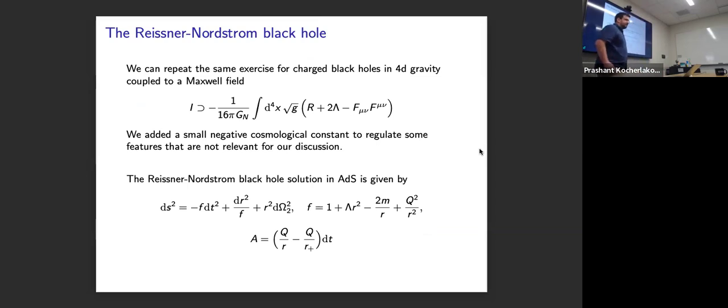Okay, so in the last minutes, let me describe Reissner-Nordström. We consider this action of Einstein coupled to the Maxwell field. We added a small negative cosmological constant. This is not too important, it's just to regulate some problems that appear in flat space that are not really related to the physical problem we are trying to study, but I can comment on that later. So the Reissner-Nordström solution in AdS is given by this expression. It depends on the mass, the charge, the cosmological constant, and this is the Maxwell field, the solution.